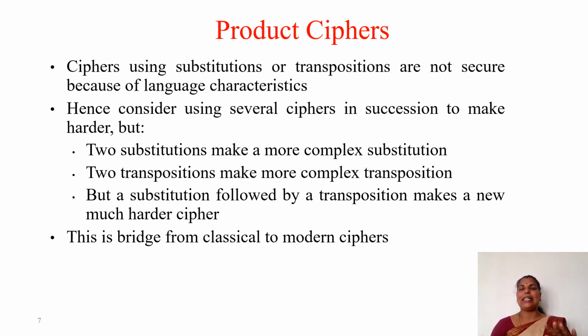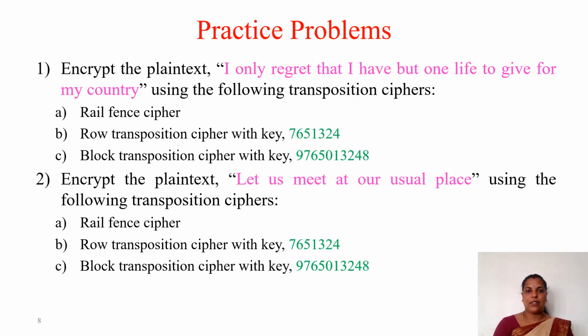So in classical cryptography we have discussed only substitution and transposition. So we are merging the classical toward the modern ciphers by having substitution followed by transposition. We have discussed many classical cryptography techniques. Next, in the coming units, we will be discussing the modern ciphers. So this is the foundation for the modern ciphers. Here I have given you two problems to practice based on the transposition ciphers we discussed: rail fence, row transposition and block transposition. I request all of you to practice these problems.